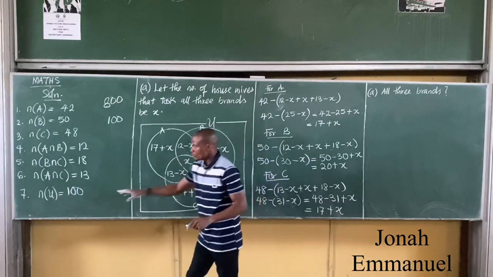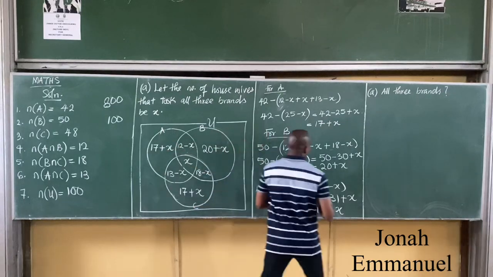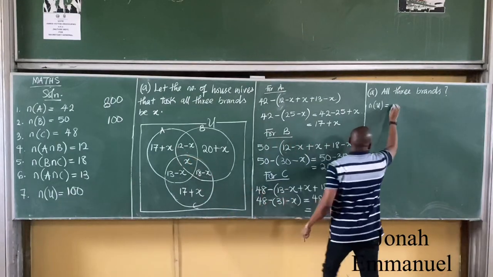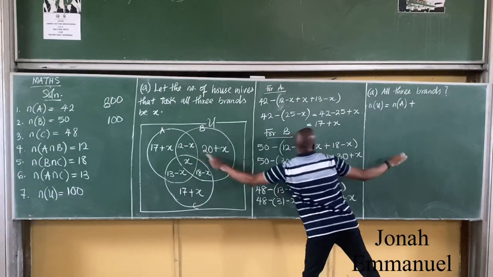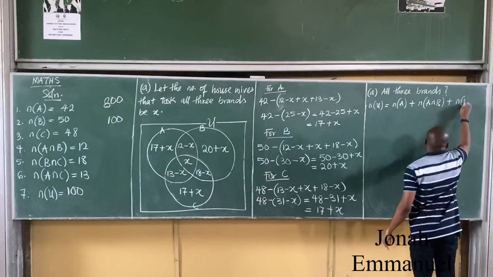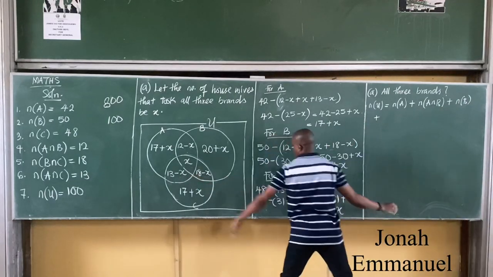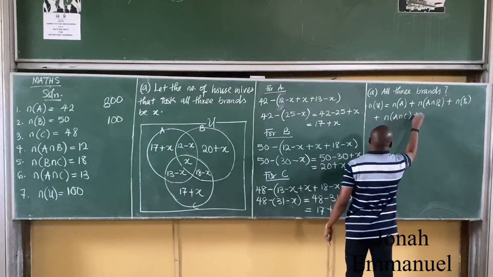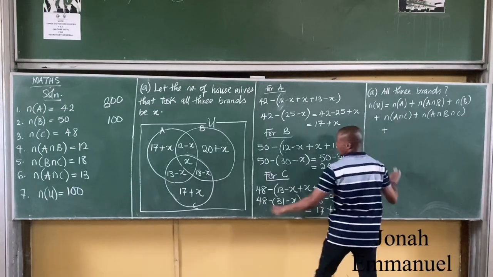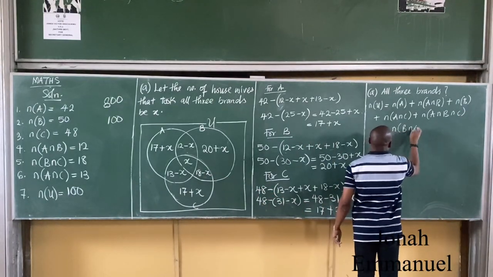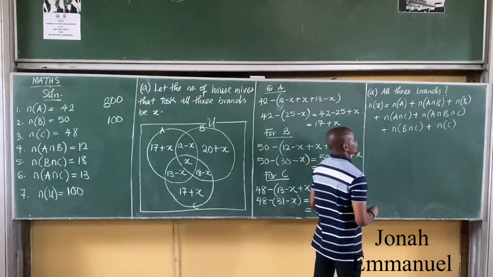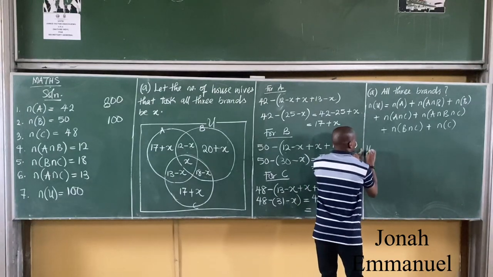The concept is simple. Use u to sum up everything. Recall that the universal set is equal to the sum of everything here. That's this part here, n of A, plus this part here, n of A intersection B, plus this part here, n of B, plus this part here, n of A intersection C, plus this part here, n of A intersection B intersection C, plus this part here, n of B intersection C, plus finally this part here, n of C.